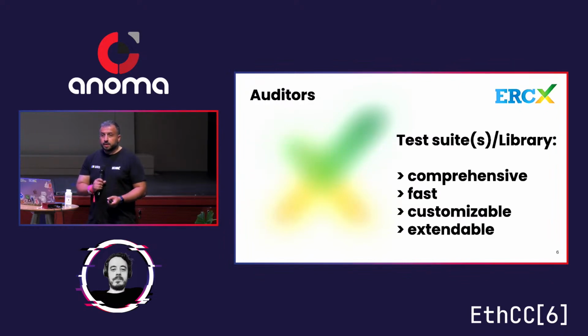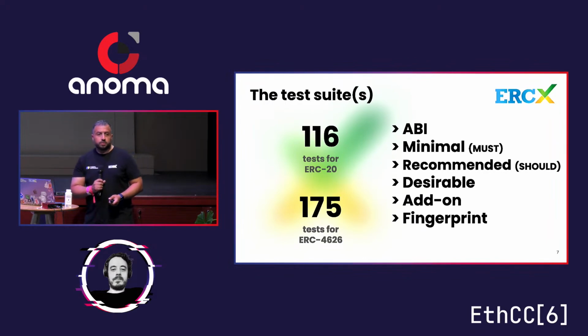ERCx can also be used by expert auditors. The tool can be shipped as a Foundry library that is quite comprehensive in the completeness of the checks that it makes. I will say more about that in a minute. It is also very fast. It executes in less than a minute. And it is also customizable and extendable. Customizable in the sense that you can tweak the parameters, you can evaluate or test from different initial states. But you can also extend by adding more tests to check for the special token that you are in front of. So let me tell you more about our test suite.